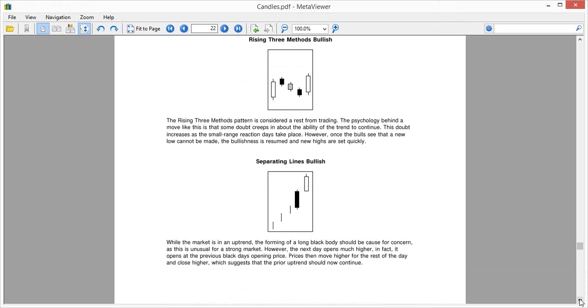However, the next day opens much higher. In fact, it opens at the previous black day's opening price. Prices then move higher for the rest of the day and close higher, which suggests that the prior uptrend should now continue. So in a strong uptrend, we can still have a down day.